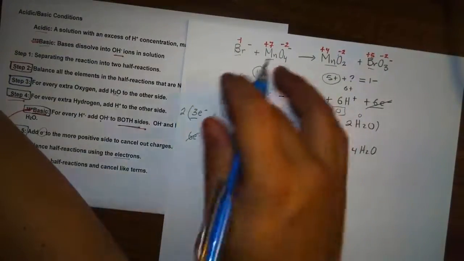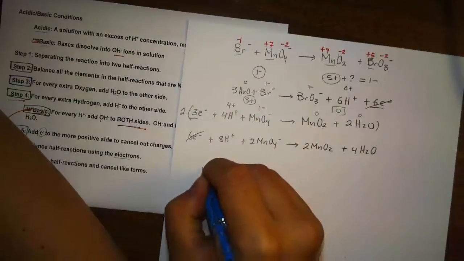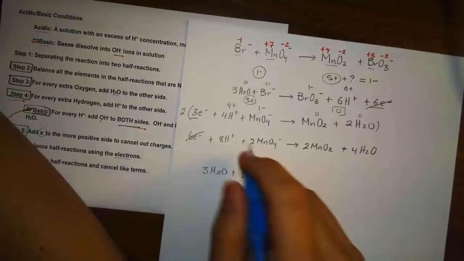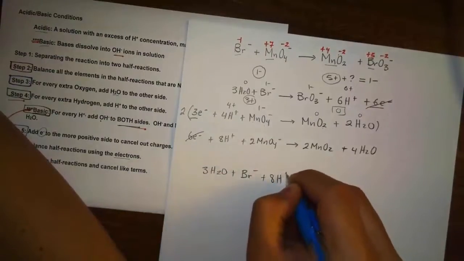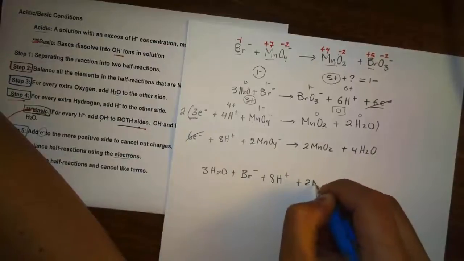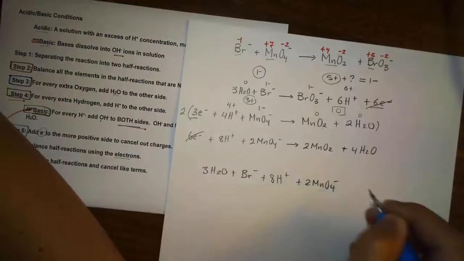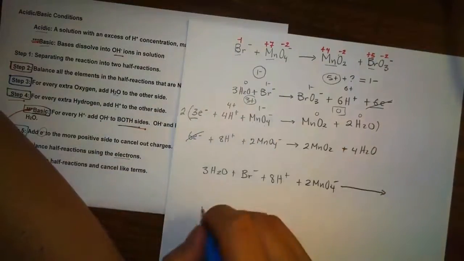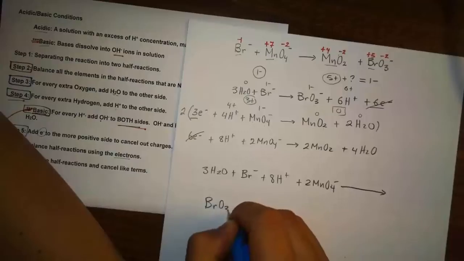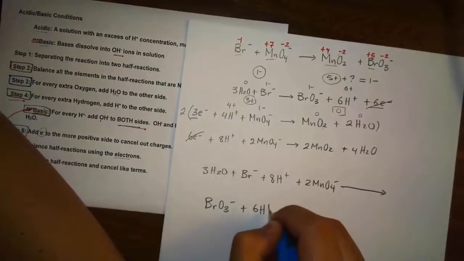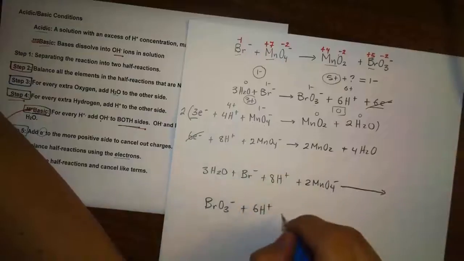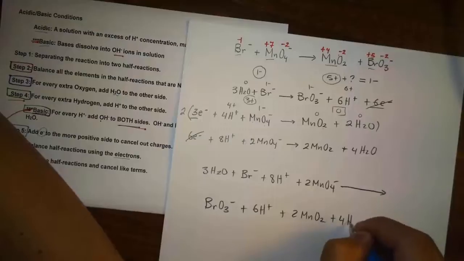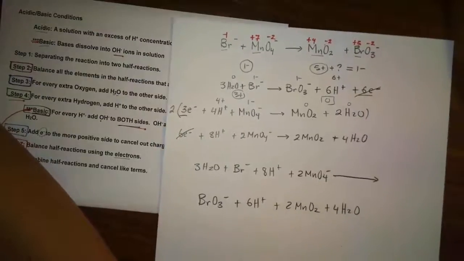Now the rest is to combine them together, starting from the top. We have 3H2O plus Br-, going to the bottom, we have 8H+, we have 2MnO4-, okay? We're done with this side. Now let's go back to the other side, where we have BrO3- plus 6H+, and the electrons cancel out already, plus 2MnO2 plus 4H2O. And then we just have to cancel like terms.